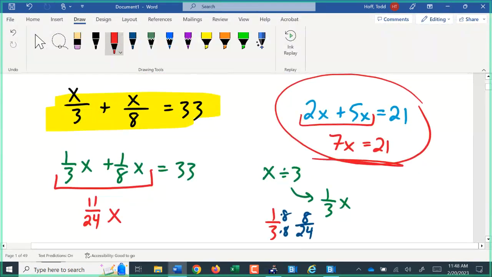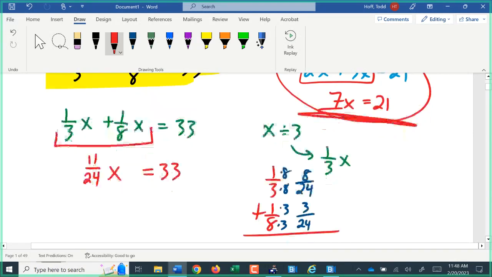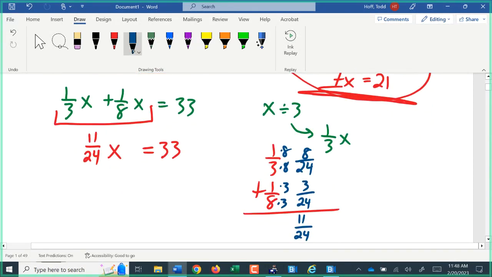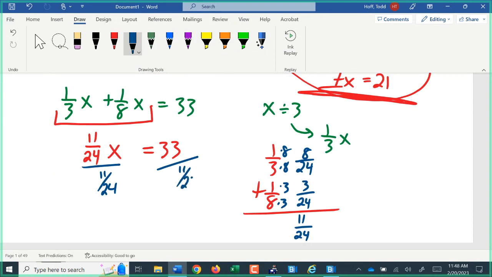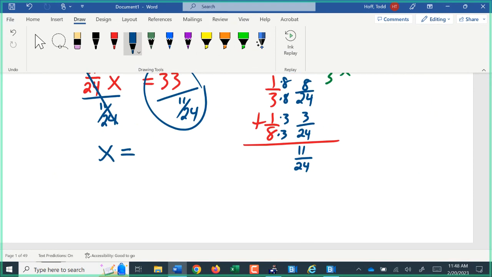Exactly the same as we did over here, just the math was more complex because we had to do it with the fractions. Equals 33. And now we have to divide by the 11/24. So over here, the 11/24 divides out, we're left with just x. Over here, this 33 divided by 11/24. Now I purposely wrote it like this in that fraction notation because some students find that confusing. So I wanted to make sure we looked that over.